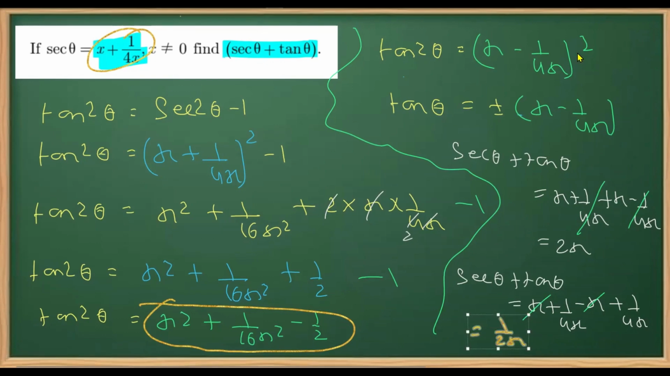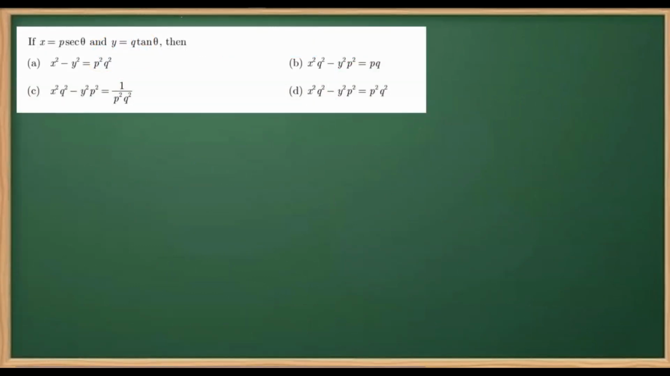Now you have to remember that we have two possible answers for this. One is 1 over 2x and the other is 2x. These are the two answers for this particular question. Let's go to the next.